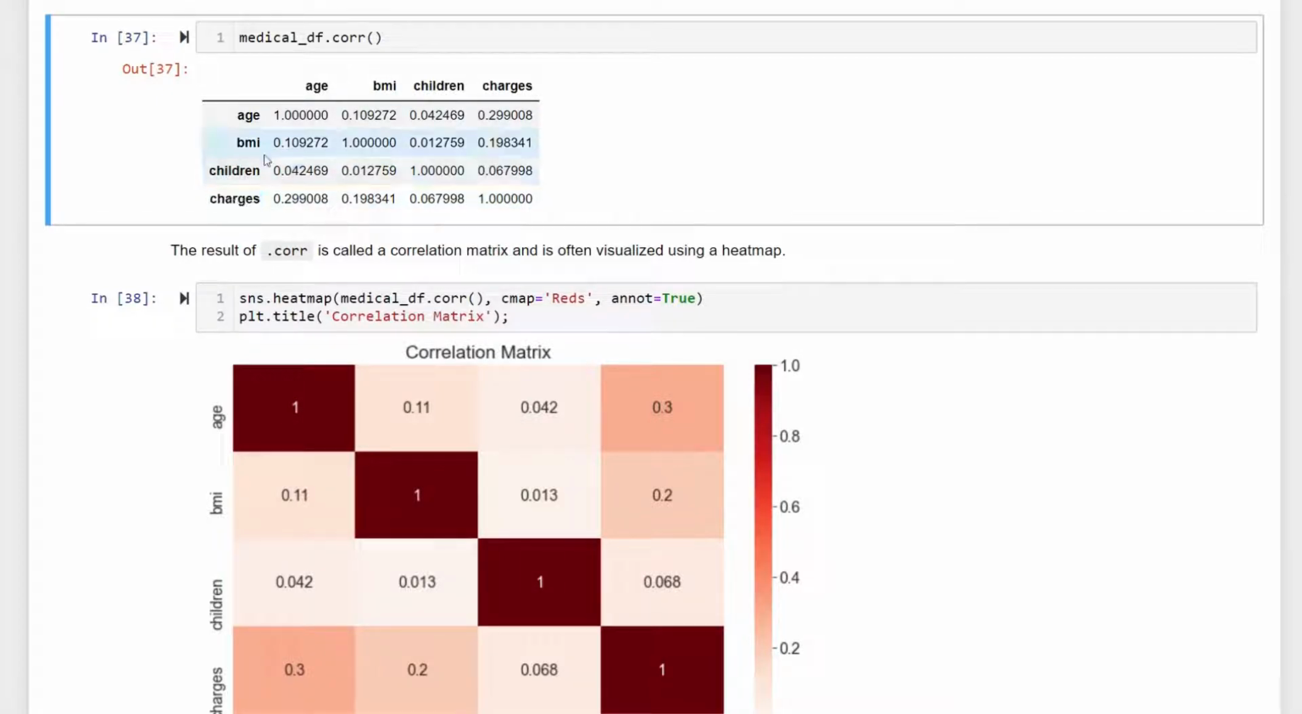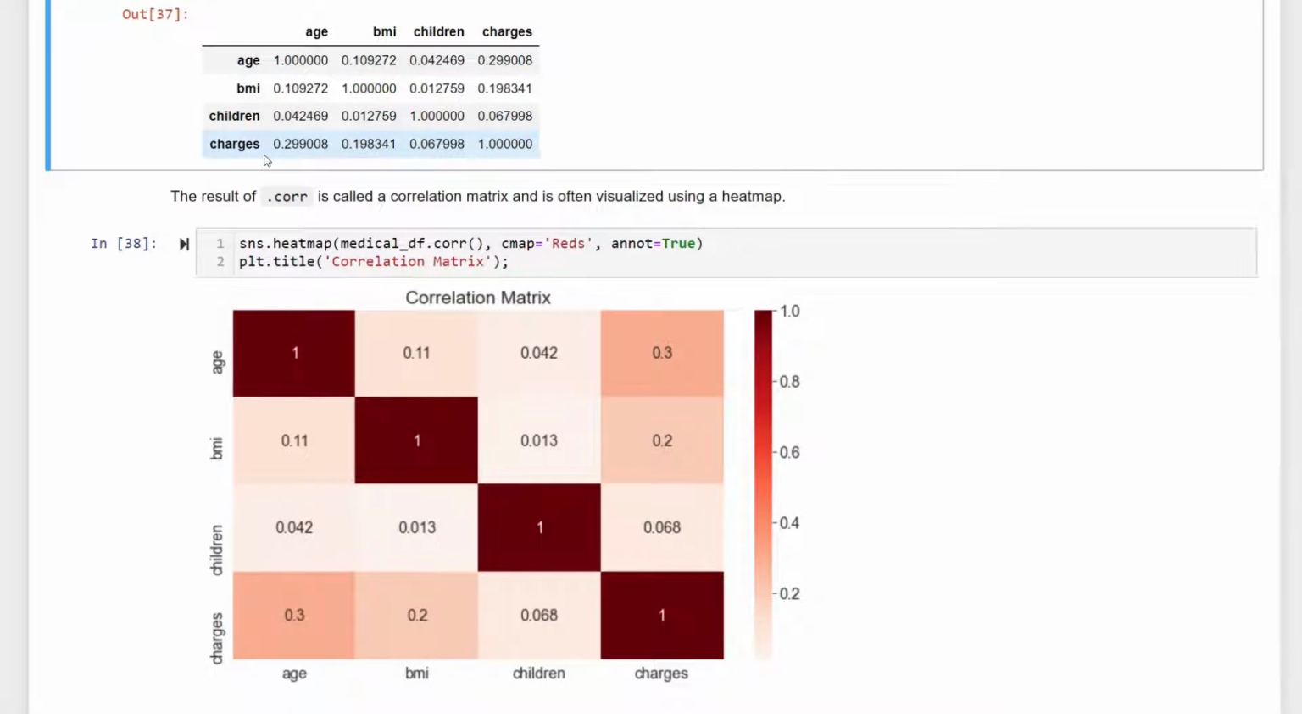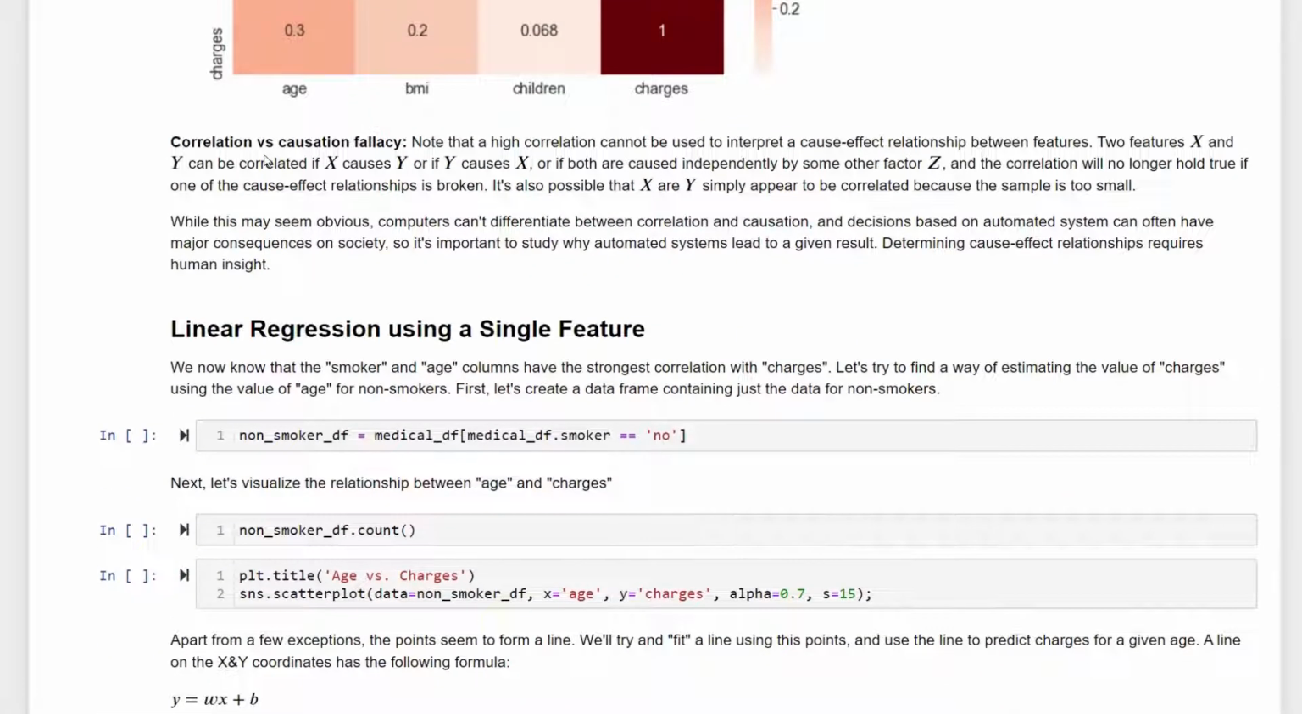So we are going to take that smoker as a variable in our linear regression part. Let's understand what linear regression using a single feature means. We know that the smoker and age columns have the strongest correlation with the charges. The ultimate target value is the charges. So let us try to find a way of estimating the charges using the value of age for non-smokers. First, let's create a data frame that contains only non-smokers.